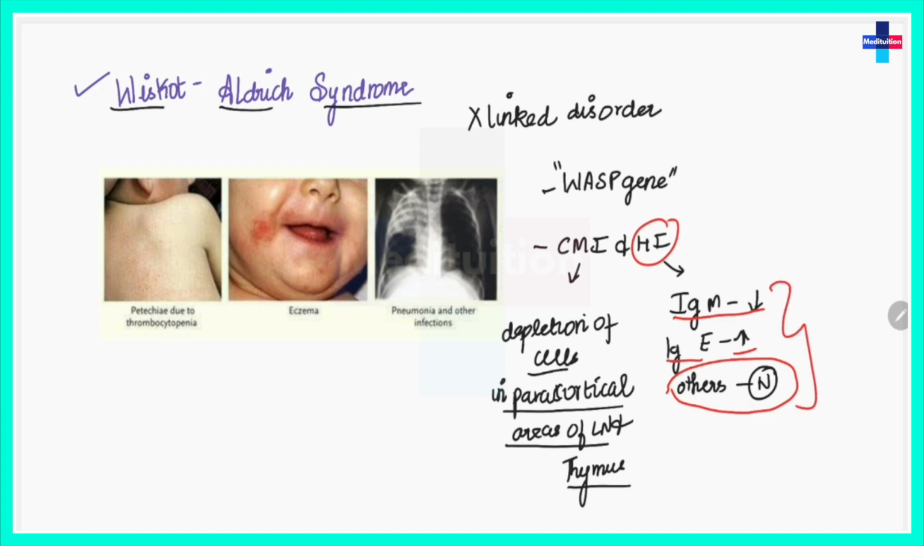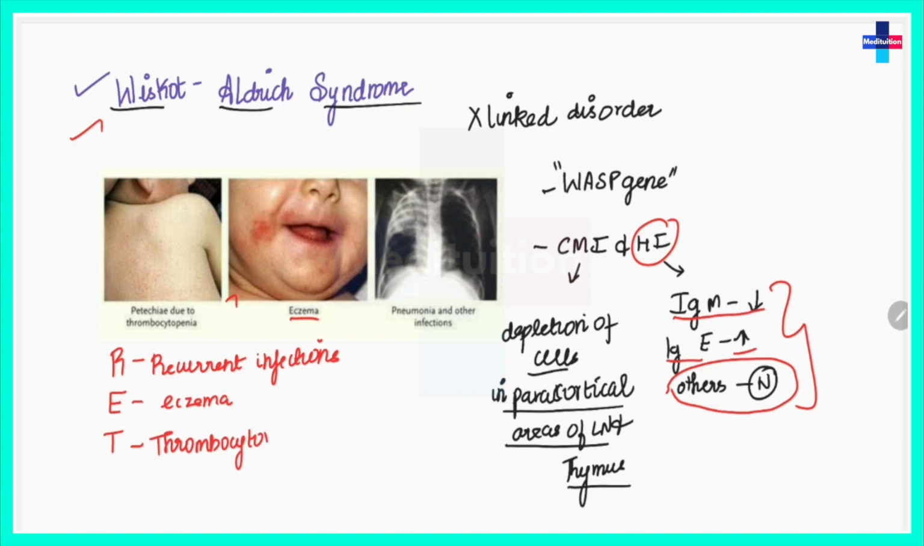You can remember the manifestations of Wiskott-Aldrich syndrome by this mnemonic RED. In RED, R is for recurrent infections. So they will get recurrent pneumonia and other infections in this disorder. And E stands for eczema. You can see in this picture, this patient is having eczema. And T stands for thrombocytopenia, that is decreased number of platelets. Whenever platelets are decreased, the patient can have petechiae.